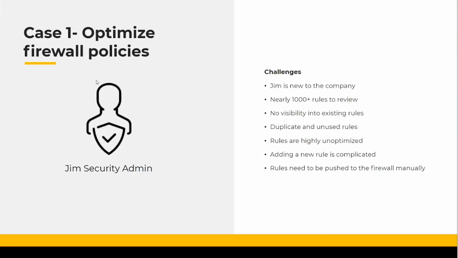Not only this, as I mentioned earlier, the company has more than 1,000 rules, and hence any new rule that Jim plans to add might impact the existing rule set negatively. Finally, there are 5 firewalls in Jim's company, and every time he needs to write a rule and analyze the impact of making the change, all this has to be done manually. These are the challenges faced by Jim.